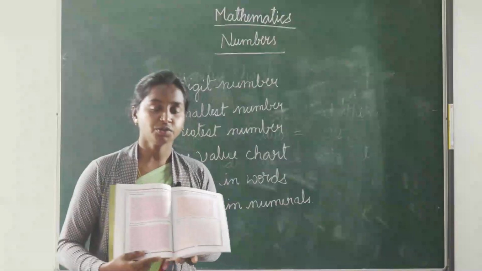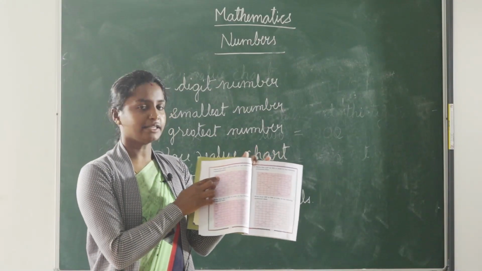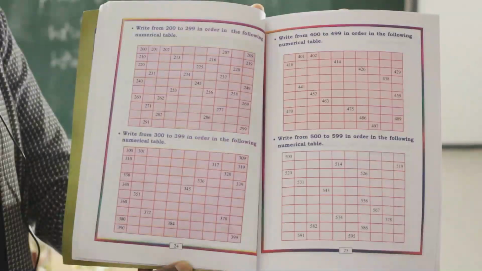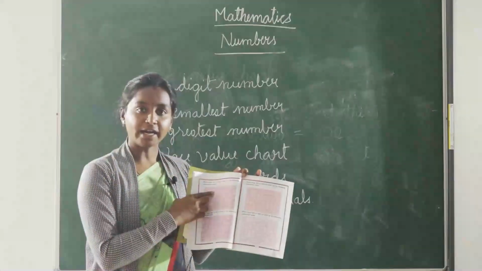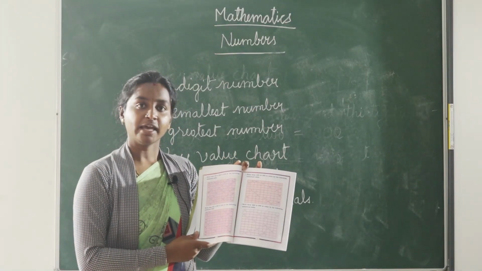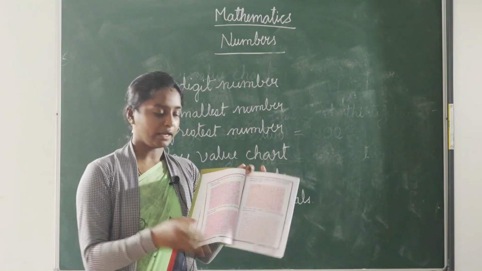So what do you have to do? You have to fill in the answer. That is, after 200 they have given number 201. After 201, 202. So after 202, which number will come? That is 203. So you have to fill up all the tables every day. You have to fill one table in one day.